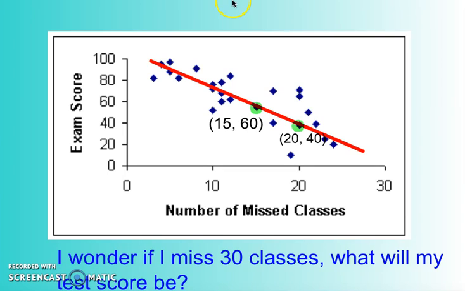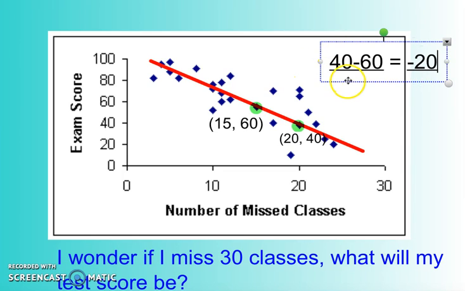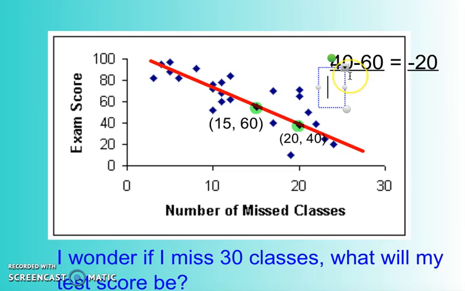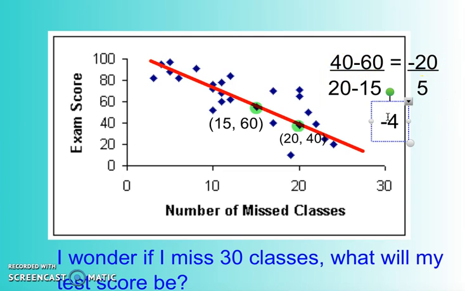Sure I could. Well, in the last video, remember we found the slope first, so let's do that. If I find the slope, I have to take 40 minus 60, because I have to subtract the y coordinates first, and that is negative 20. And then I have to subtract the x coordinates, so 20 minus 15, which is 5. And negative 20 divided by 5 is negative 4. So my slope is negative 4.